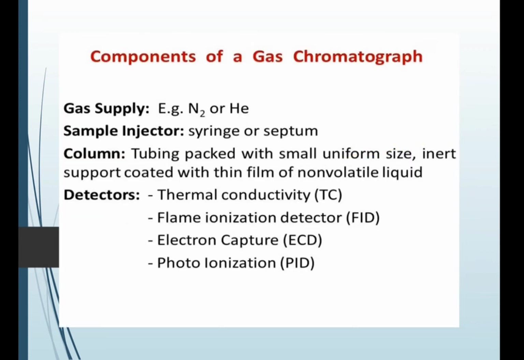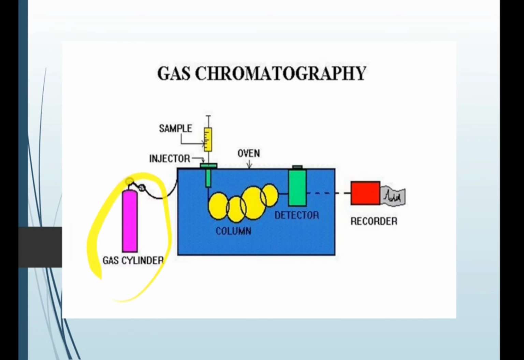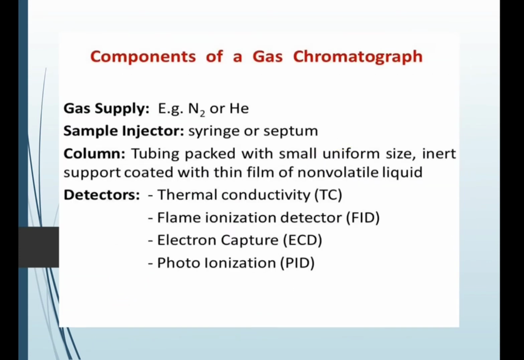Now we will summarize here the components of the gas chromatograph. As we have seen in the instrument, the first part is the gas cylinder. The gas supply is important because it acts as a mobile phase. So here nitrogen and helium will be used as a carrier gas or the mobile phase. Sometimes hydrogen will be used, but due to its explosiveness, helium and nitrogen are much preferred.